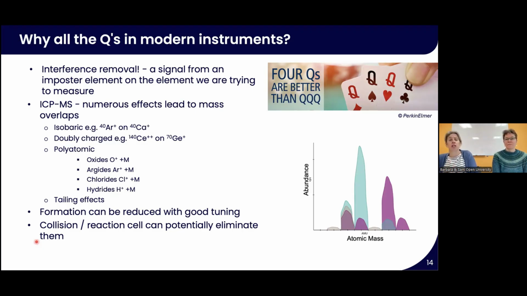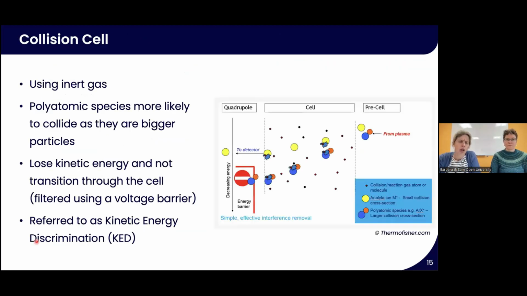The formation of some of these interferences can be reduced with good tuning, but where this isn't possible, in the past we would have had to do chemistry to try and separate out these interferences. But that has problems if you want to be looking at laser ablation, where doing wet chemistry on your sample is not possible. So can we use these quadrupoles and the collision reaction cells to help us eliminate these interferences? What follows now is a discussion about collision and reaction cells, but also a little bit of a potted history of ICP-MS instruments as well.